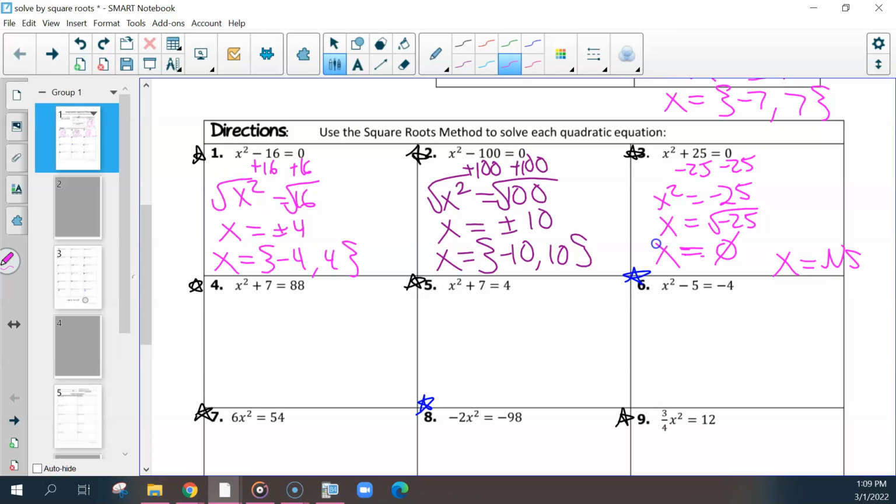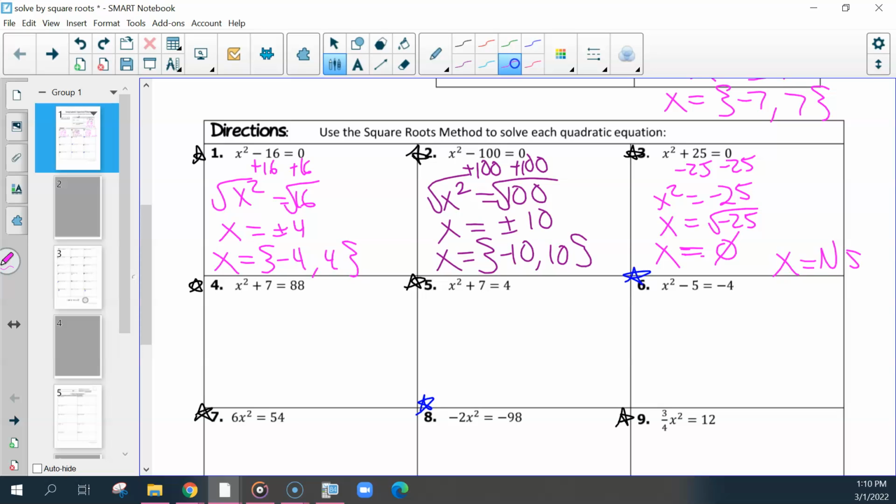Questions on that? It says x equals what? It has no solution. No solution, right? If you have a negative number and your x squared is isolated. If it's not isolated, that could change. So we'll deal with some examples like that in a second.